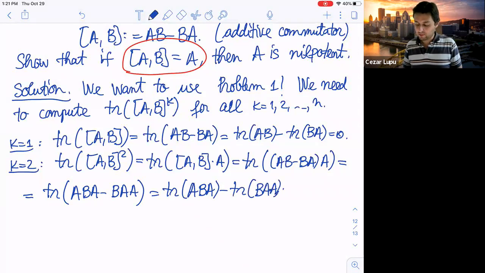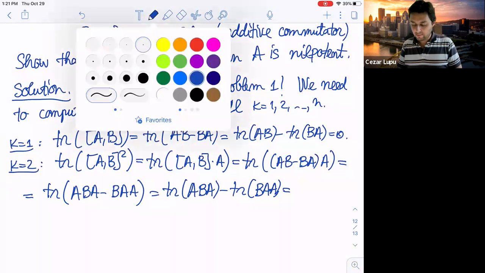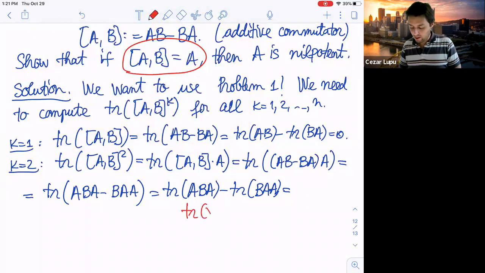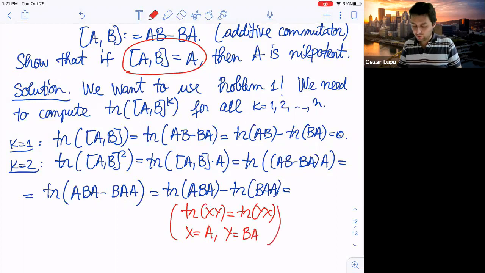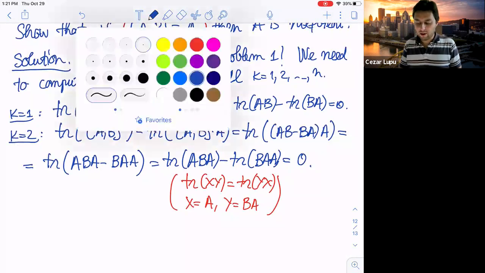But now let's use this property again. We know that the trace of XY is the same as the trace of YX. And now we just take X to be A and Y to be BA, right? If you look at this, this will give us that the trace will be 0. Now let's see for k equals 3.